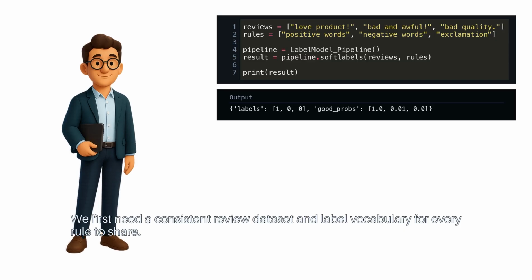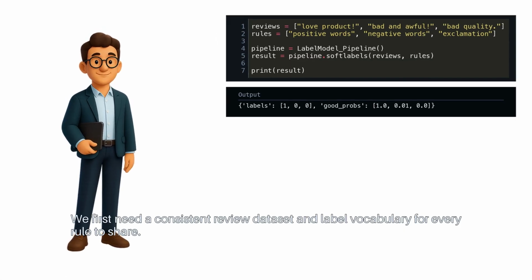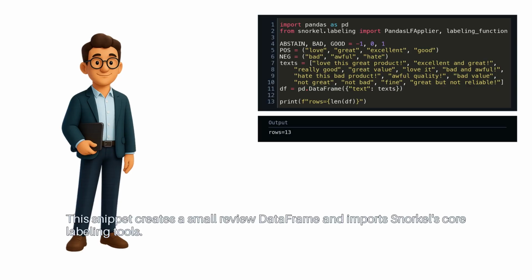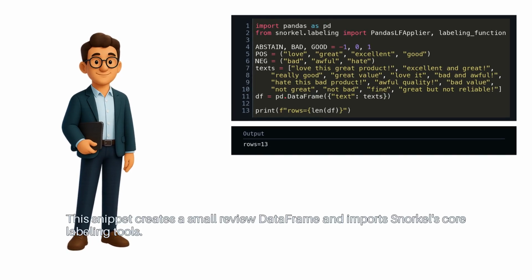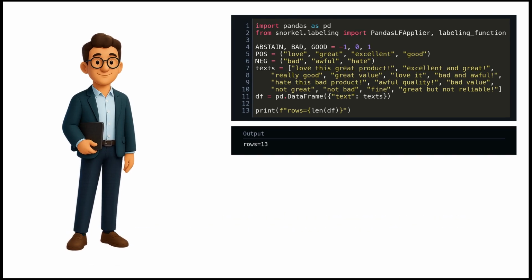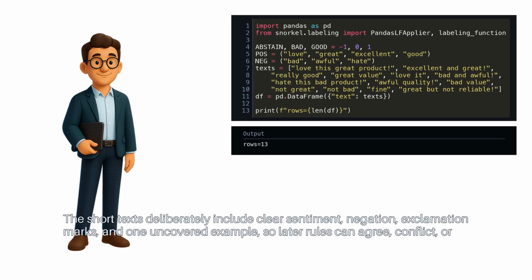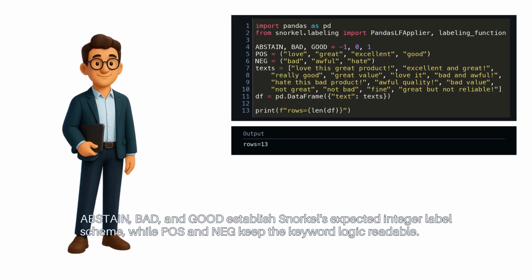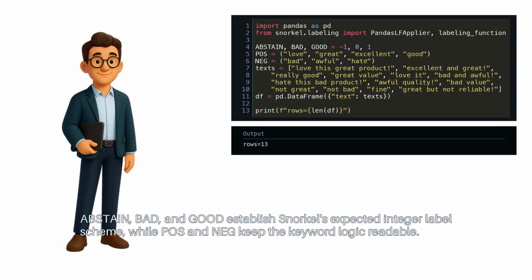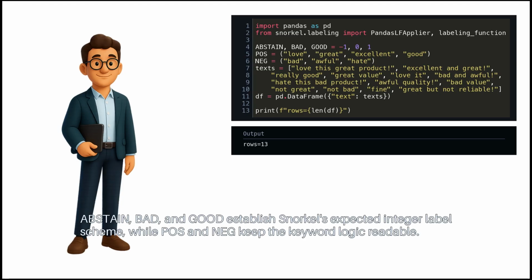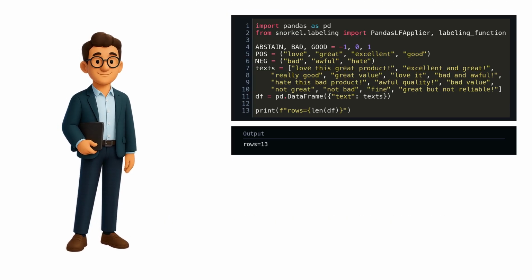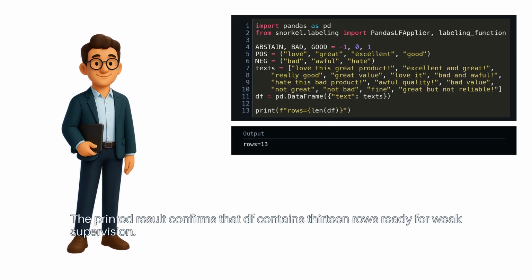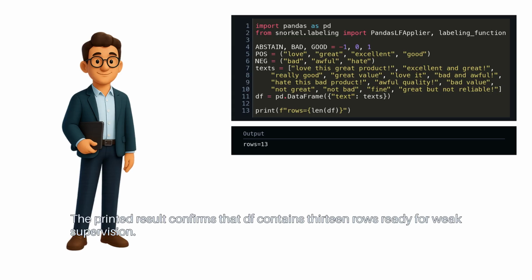We first need a consistent review dataset and label vocabulary for every rule to share. This snippet creates a small review data frame and imports Snorkel's core labeling tools. The short texts deliberately include clear sentiment, negation, exclamation marks, and one uncovered example, so later rules can agree, conflict, or abstain. ABSTAIN, BAD, and GOOD establish Snorkel's expected integer label scheme, while pos and neg keep the keyword logic readable. The printed result confirms that df contains 13 rows ready for weak supervision.